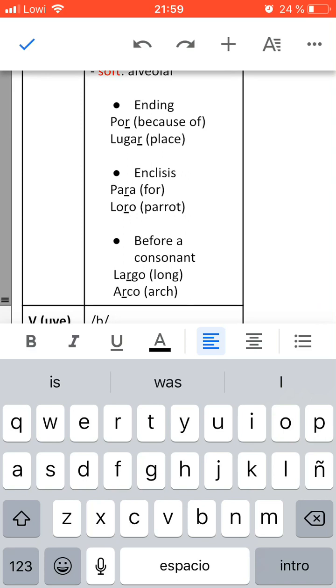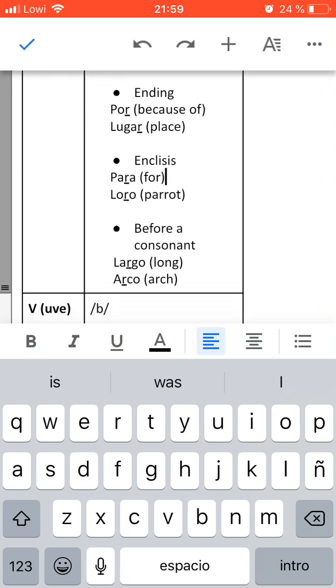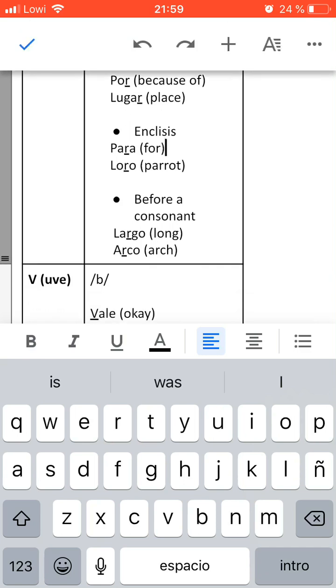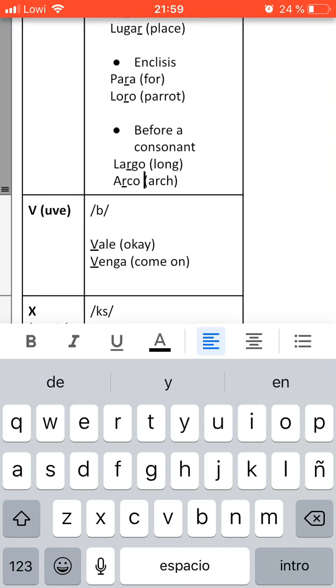And now the last condition for soft R is that it goes before a consonant in words like largo, long, or arco, which means arc. We repeat it: largo, arco. It's soft. We don't say largo with a strong R and we don't say arco with a strong R.